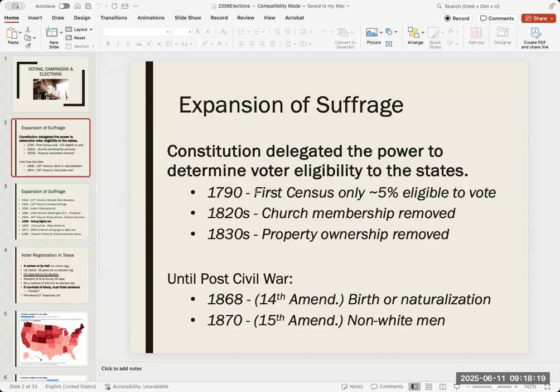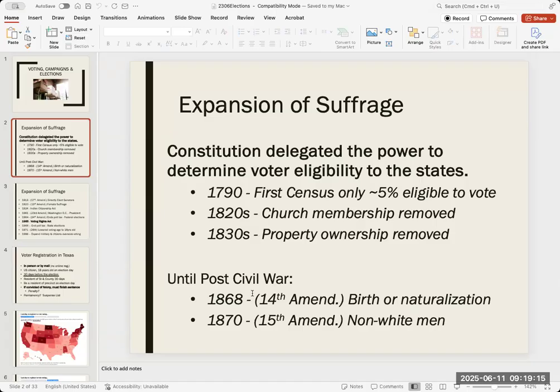But you can see that when the country was very young, in the first census that was taken, only about 5% of the citizens were eligible to vote because states had so many restrictions on voter registration. States like Massachusetts and the early colonies had things like church membership requirements and property ownership requirements in order to vote or run for office. These are some of the first restrictions that got removed or struck down by the courts. In some cases, the states would just do it willingly and remove those. But basically, by the 1830s, you no longer had to be a member of a church or own property in order to vote. But you don't really see the next wave of voting changes happen until post-Civil War.